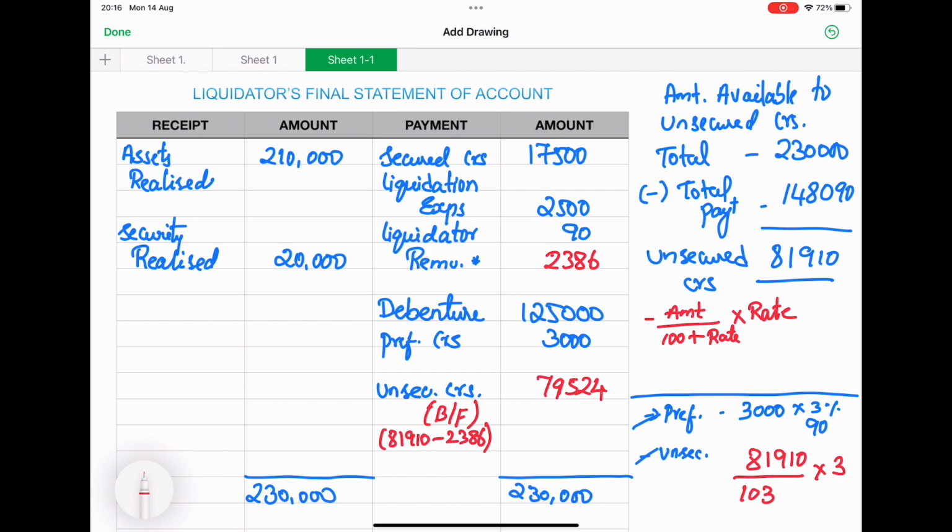Okay, so based on two things we are going to pay the remuneration: first on preferential creditors and then on unsecured creditors. Based on both these categories we are going to pay the remuneration. Hope you all understood this OVD problem. Please read the question and understand it, then try to solve the problems.